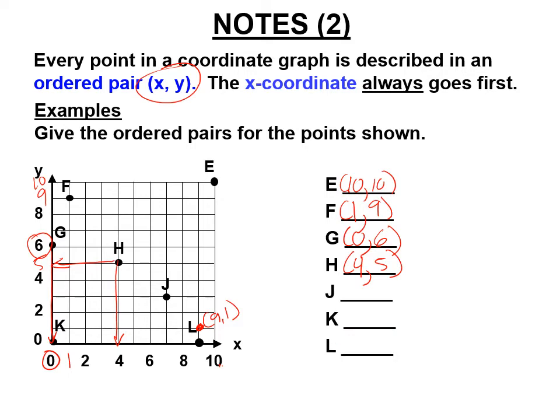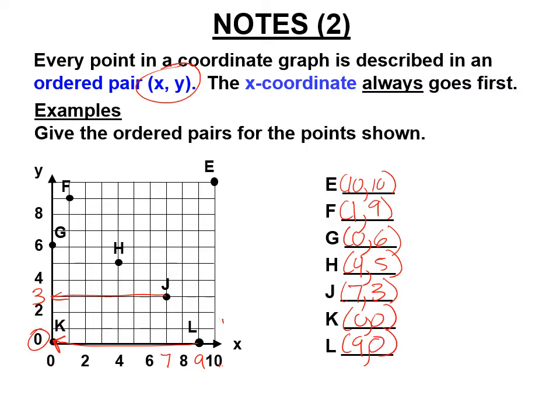Where is J? Halfway between 6 and 8 is 7, and halfway between 2 and 4 is 3. J is at (7, 3). K is at (0, 0). We've been talking about (0, 0) for many days. And where is L? L is at 9, and it's at 0. It's getting that 0. It's not at (9, 1). It's at (9, 0). So the first number is called the what? The X coordinate. What's the second number called then?